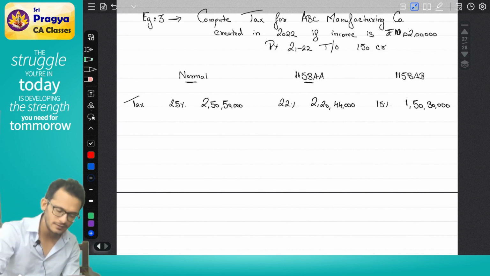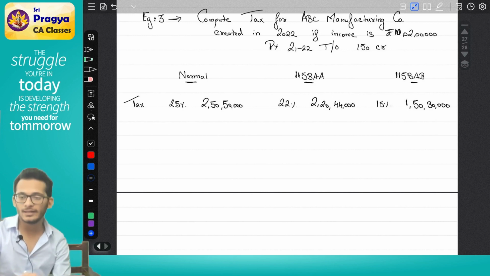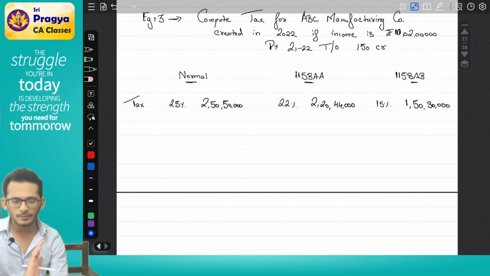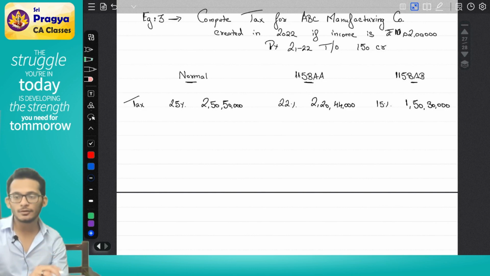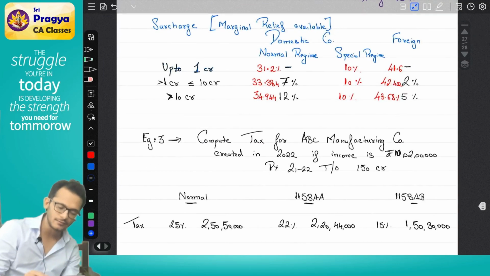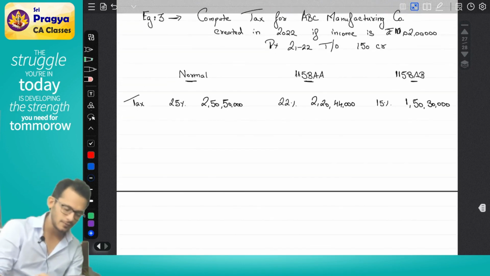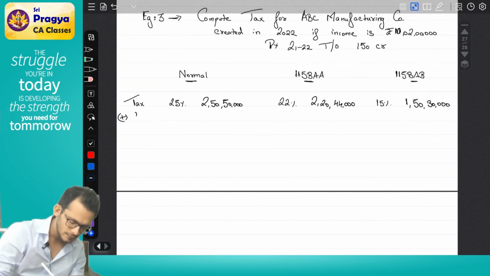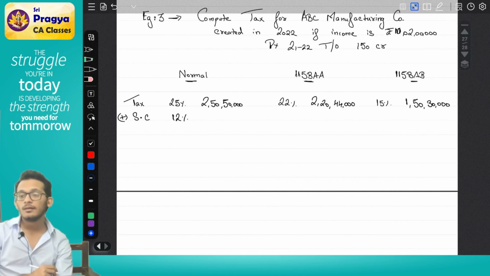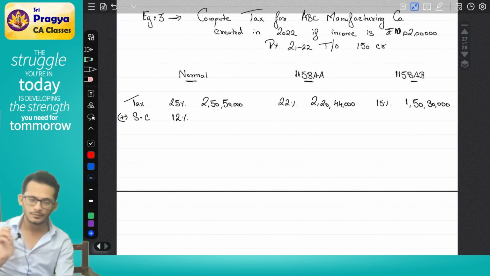Then you have to identify whether you are middle class or rich. 10 crore 2 lakhs, rich or middle class? You are rich. If you are rich, your surcharge rate for normal regime is 12%. 12% of what, Rahul? 12% of 2 crore 50 lakhs.